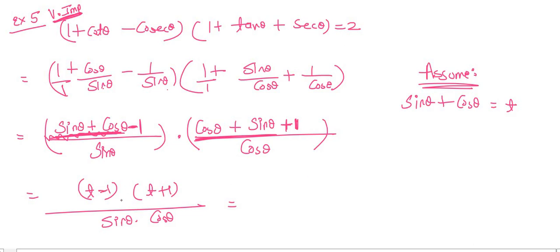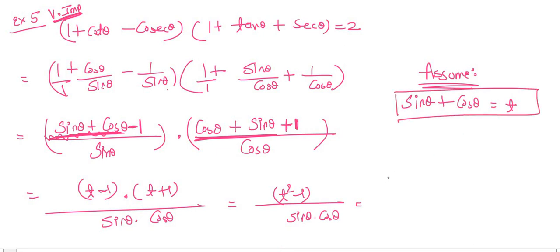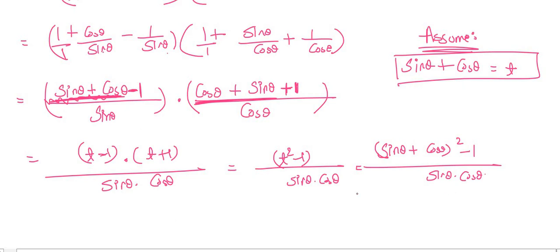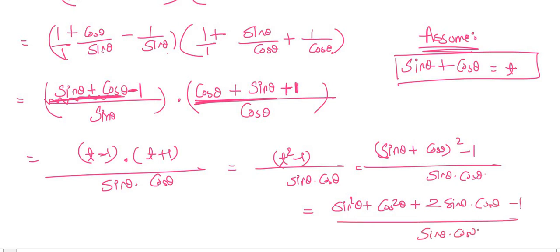So what is (t plus 1) into (t minus 1)? It is t square minus 1 by sin into cos. And what was t? t was this, so let me bring it back: square minus 1 by sin into cos. Okay, first you try on your own and then check. So what will come here? Square means sin square plus cos square plus 2 sin cos theta minus 1 by sin into cos.